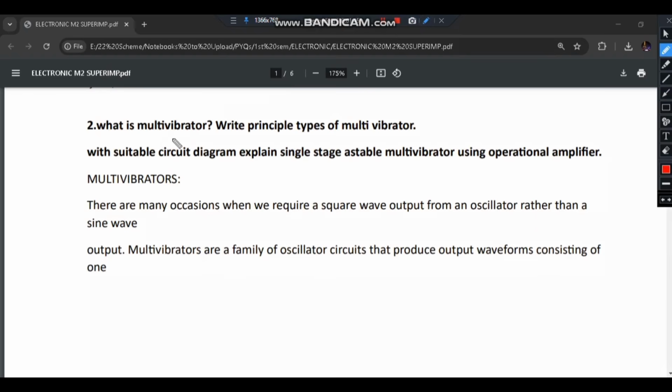And the principal types of multivibrator with suitable circuit diagram. Explain single stage multivibrator using operational amplifier, op amp. Now, what is multivibrator? In a multivibrator, we are going to get a square wave. A normal wave will be converted to a square wave. That is called a multivibrator.